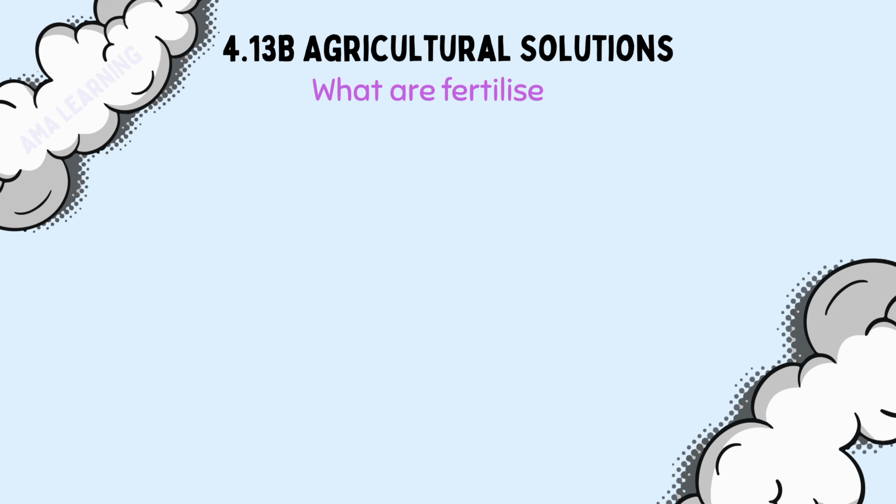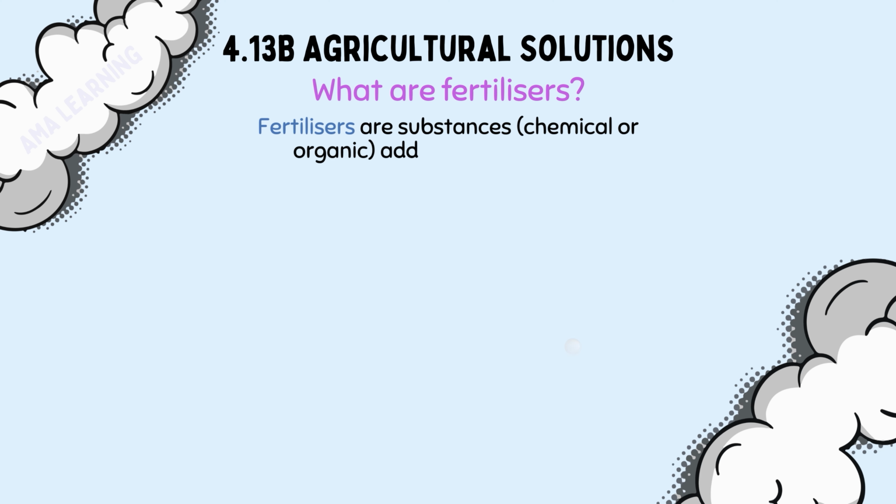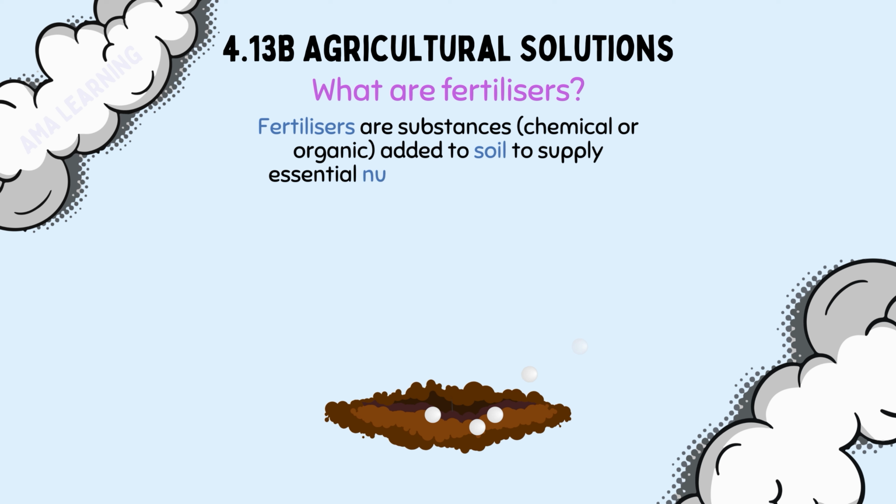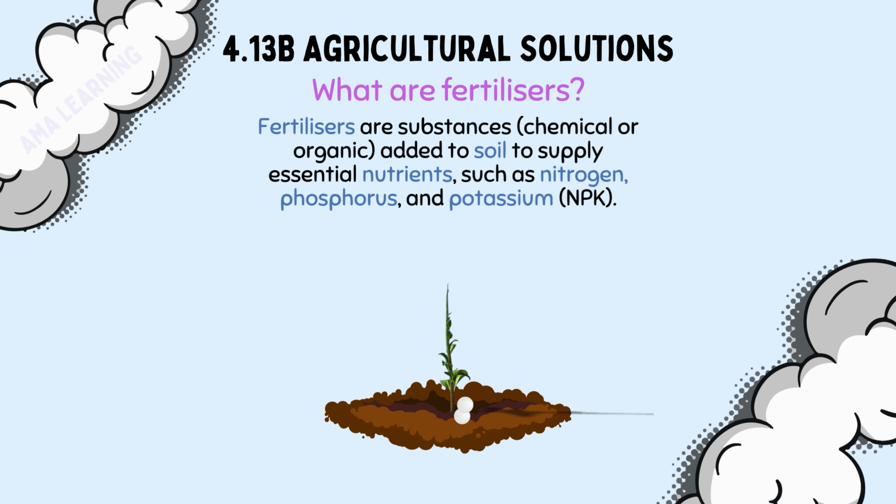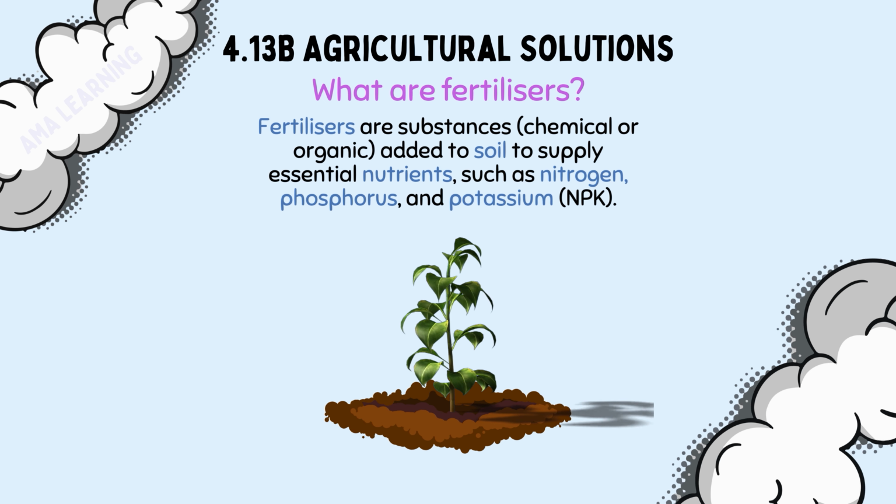What are fertilizers? Fertilizers are substances, chemical or organic, added to soil to supply essential nutrients, such as nitrogen, phosphorus, and potassium, NPK. These nutrients promote plant growth, which improves crop yields.